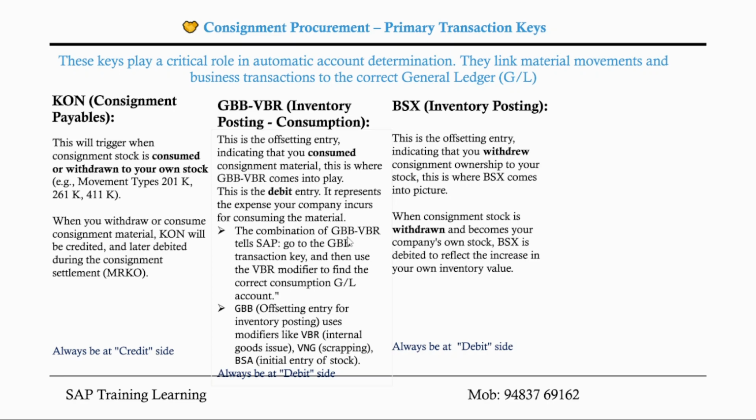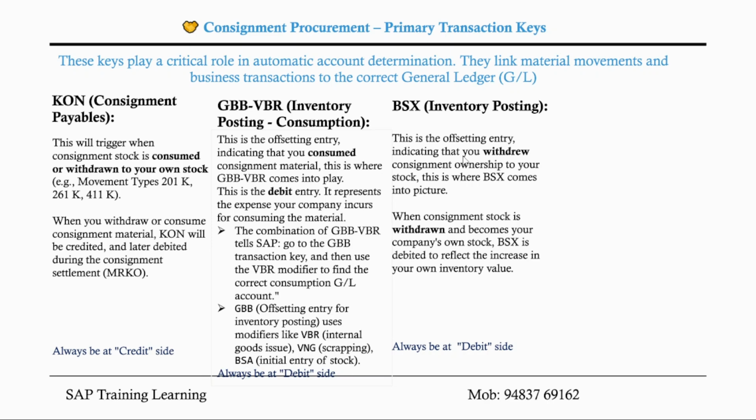The combination of GBB VBR tells SAP to go to the GBB transaction key and then use the VBR modifier to find the correct consumption GL account. Is it a cost center account or a production order account? GBB offsetting entry for inventory posting uses modifier key VBR. This is internal posting. If it is scrapping, the same GBB VBR will come, because it is an internal goods issue. GBB BSA will come for the initial entry of stock.